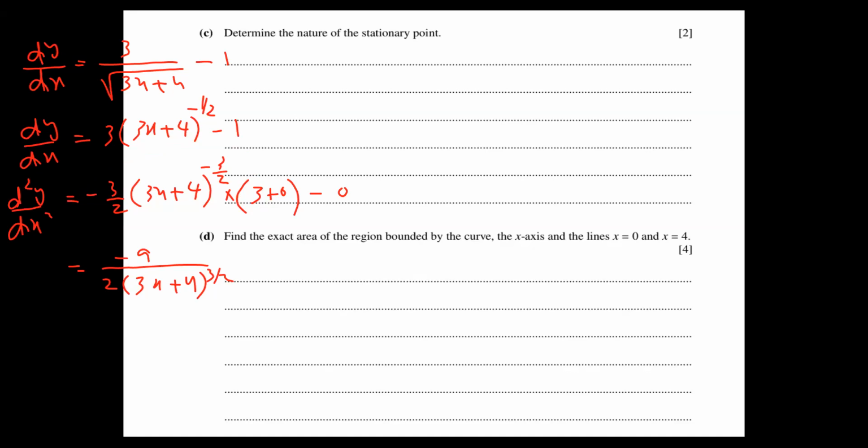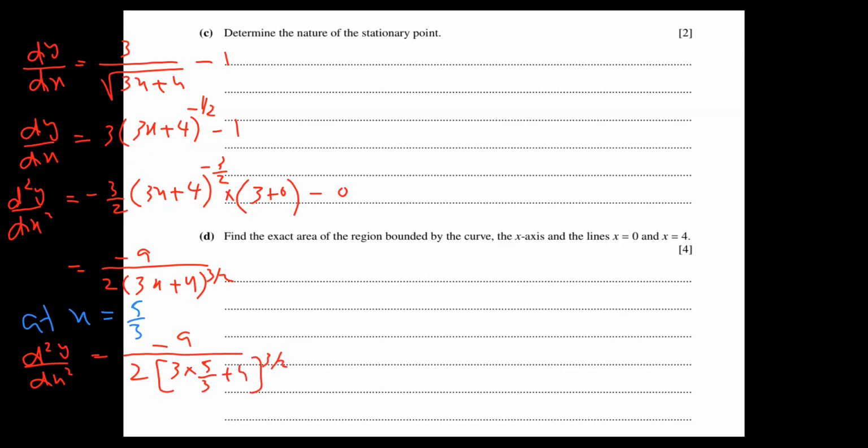Because the x value is 5 by 3, I'm saying here that x is 5 by 3, from the previous part, number b. So I'm going to find the nature. I will plug in the x value there: 3 times 2, 5 over 3, plus 4, whole power 3 over 2. Naturally this 3 cancels. The denominator is positive, and positive into negative gives negative. So a negative answer is coming, so it is a point of maxima.